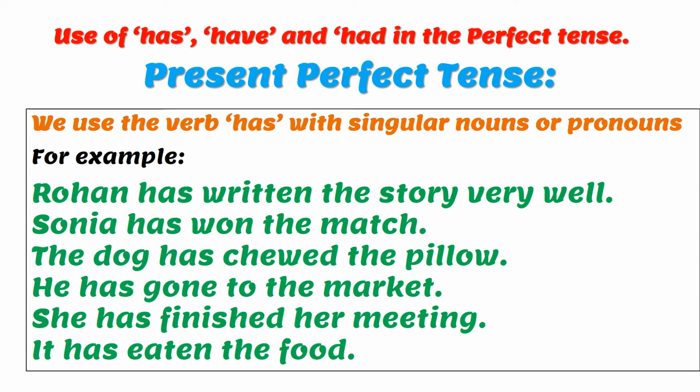Now, let's see the other examples. He has gone to the market. She has finished her meeting. It has eaten the food. In these three sentences, we see that the words he, she, and it are pronouns and they are singular pronouns. Therefore, we use the verb has along with the verbs gone, finished, and eaten.